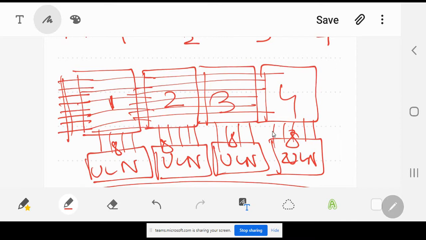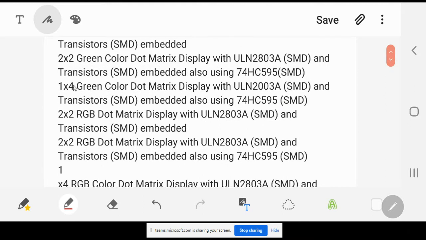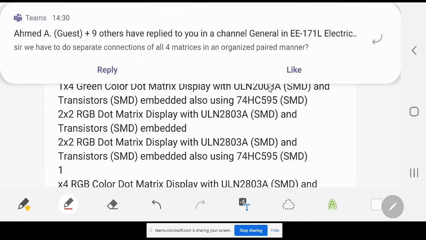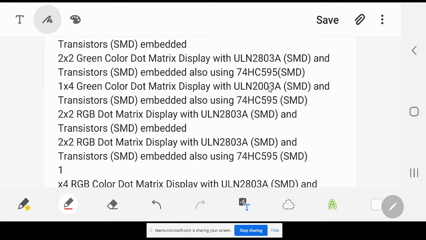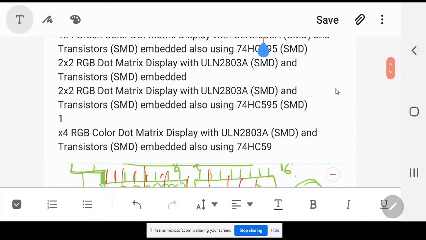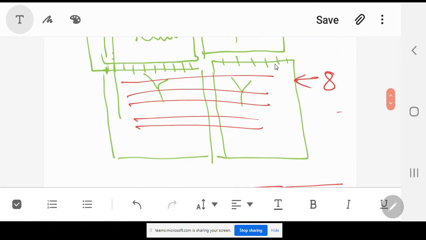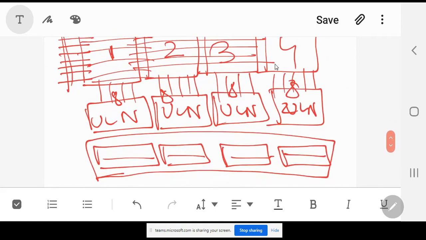Okay, so this is for the 1 cross 4 green dot matrix. Sorry, there is a problem here, you can change this. This is not ULN 200, this is ULN 2803, and this has to be used with the 74HC595. Now what is the 74HC595 and how does it work, Sir Bilal will tell you about it, and we will share some help links also.